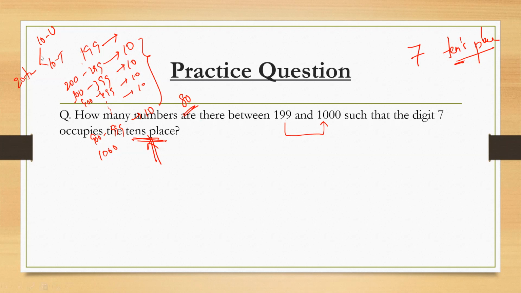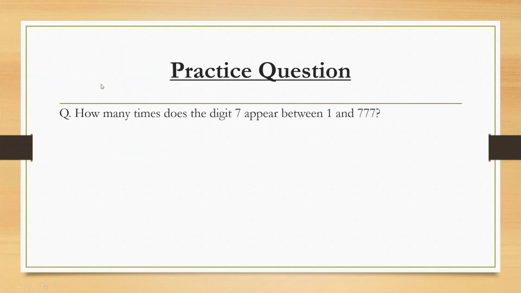Fine. Chalo. If this is clear to you, try this one. Okay. So here you are not going entirely till 799. You are finding out how many times does the digit 7 appear between 1 and 777. So the last one will be 700 till 777. And here you will have to calculate how many times the digit is there in hundreds place, tens place, and units place. Okay. So try this one, break it down.